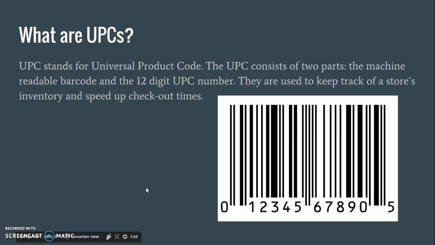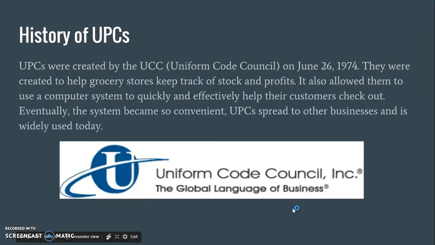There are two different parts to a UPC code. There's this section that has all the black and white lines, and that's the part that computer systems read when you are checking out at a grocery store or anything like that. This is the 12-digit sequence, and this is what the cashiers use whenever their computer system isn't working. They can enter the code into the computer.